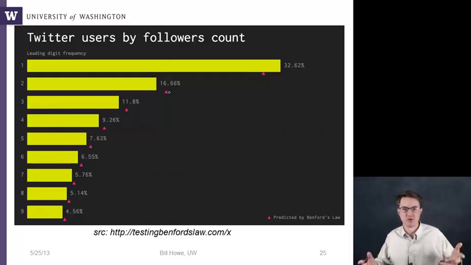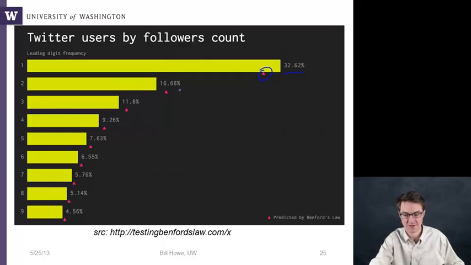Sorry, not the number of Twitter users. Twitter users by the number of followers they have. Okay. All right, so the list of numbers is just the number of followers. The number of Twitter users whose number of followers begins with the digit 1 is 32.62%, if you can see that. And the red dot is the prediction made by Benford's Law. So not too bad. The number of instances that have the 2 as leading digit is 16.66%, and there's the red dot predicted by Benford's Law, and so on.